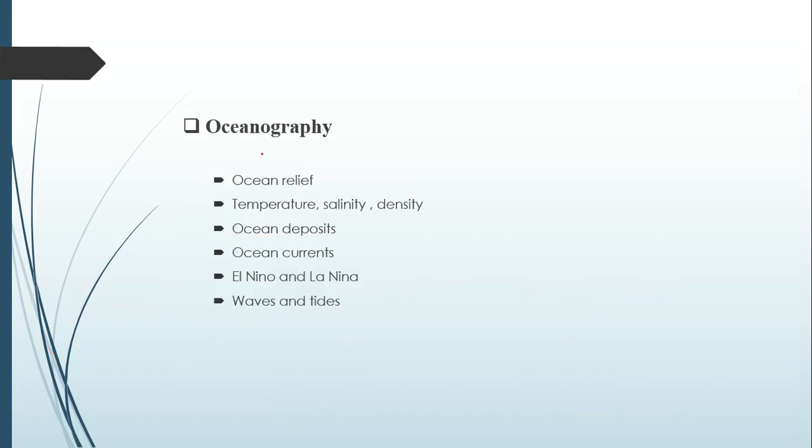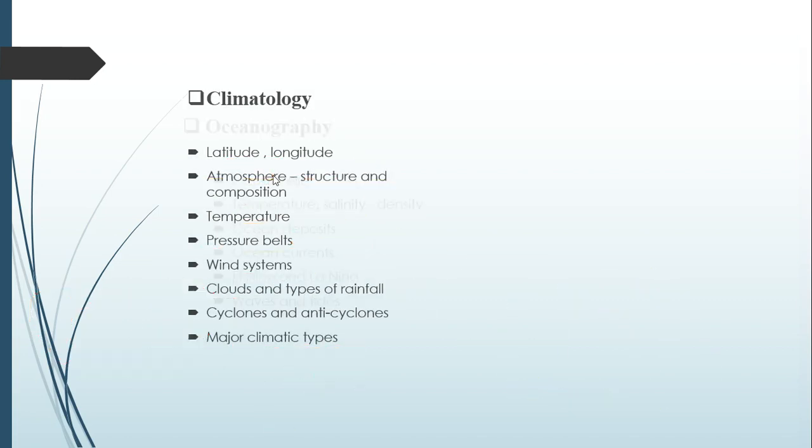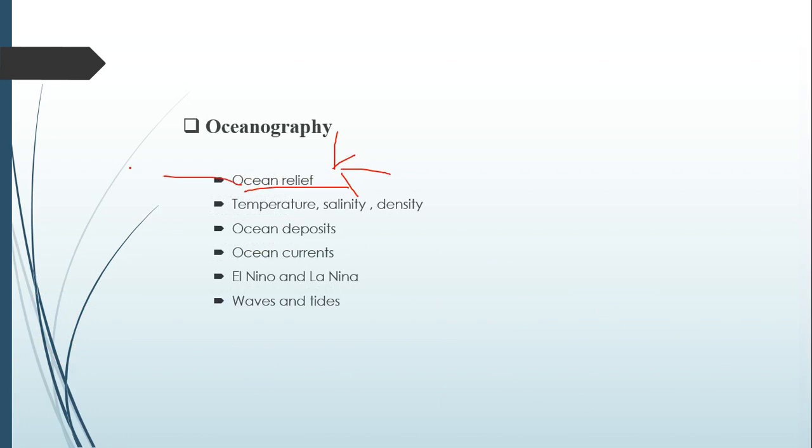In the oceanographic section, we discuss oceanic relief, that is continental shelf, continental slope, continental rise, trenches, atolls, and then the significance of oceanic relief, marginal sea, and topography of Pacific, Indian, and Antarctic Sea.